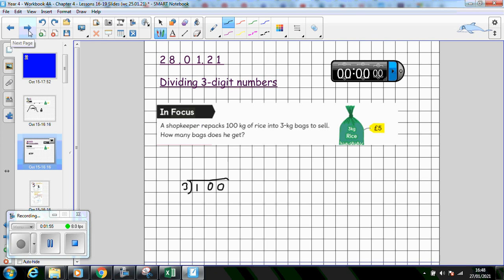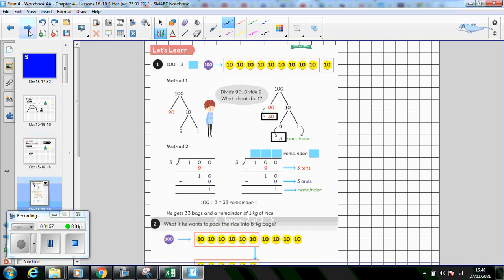Welcome back. We're going to have a look at the Let's Learn. I can see a number sentence here, and we've got 100 divided by 3. If we're using the place value counters, we can take our 100 and rename it as 10 tens. 10, 20, 30, 40, 50, 60, 70, 80, 90, 100. Now I wonder why this 90 is put into one group. It's been partitioned, hasn't it? We've partitioned that 100 into 90 and 10.